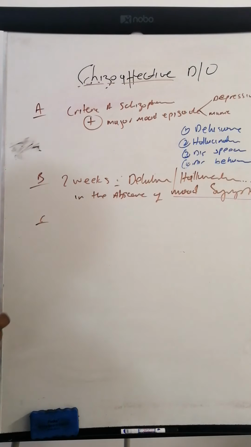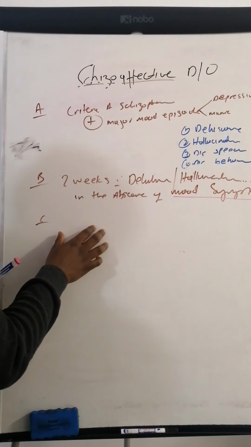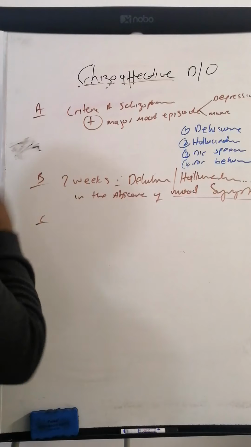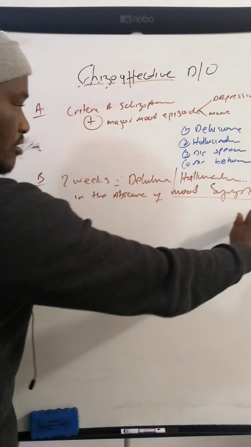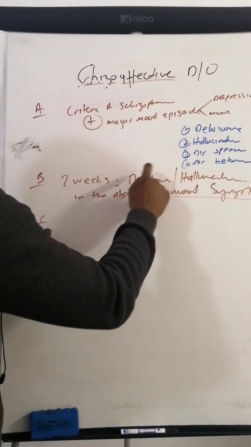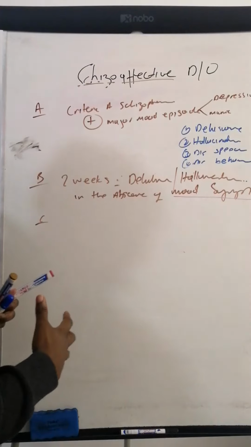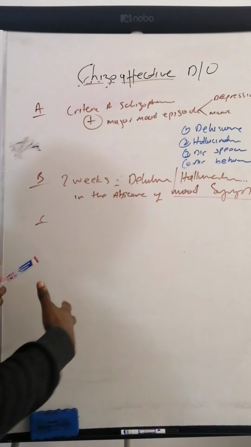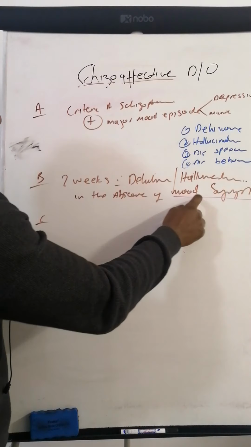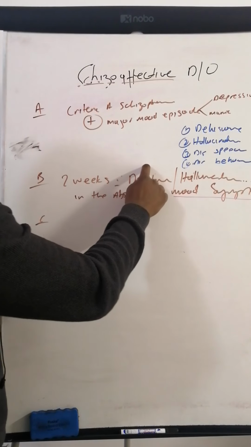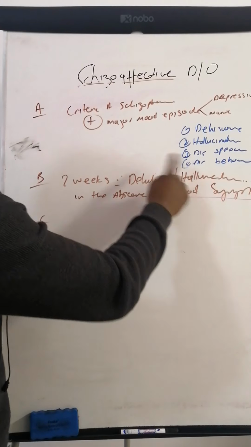Because if you have active mood symptoms throughout the entire duration of the condition, with psychotic symptoms at the same time, all the time, then it means that this is not schizoaffective. It could be a major depressive disorder with psychotic features, or it could be bipolar mood disorder with psychotic features.